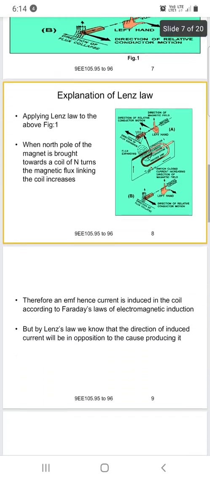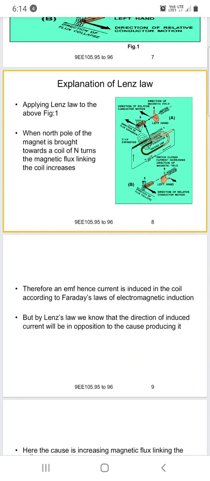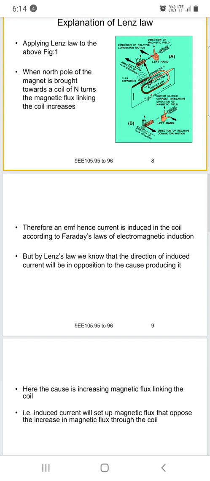So here what we have to say: when the north pole of a magnet is brought towards a coil of n turns, then the magnetic flux linkage of the coil increases. Therefore, an EMF, hence a current, is induced in the coil, according to Faraday's laws of electromagnetic induction.